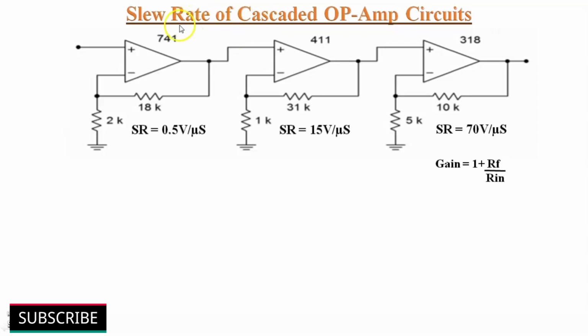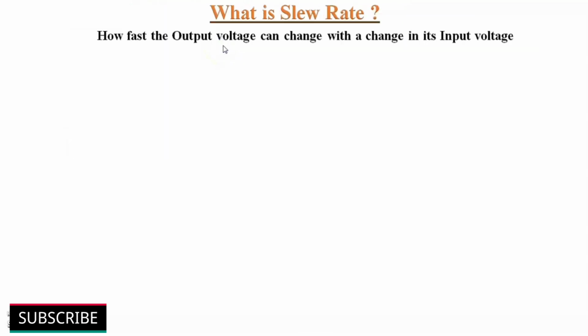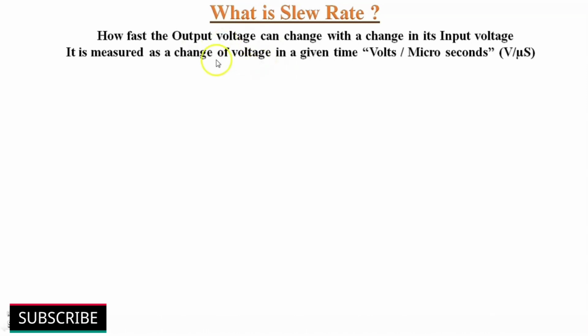What is slew rate? I have explained this concept in my earlier video on slew rate of op-amp. Just take a quick recap of slew rate. Slew rate of an op-amp describes how fast the output voltage changes in response to a change in its input voltage. It is measured as change of voltage in a given time, volts per microsecond.